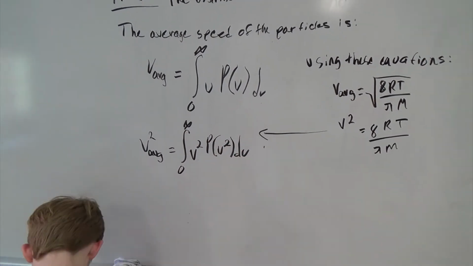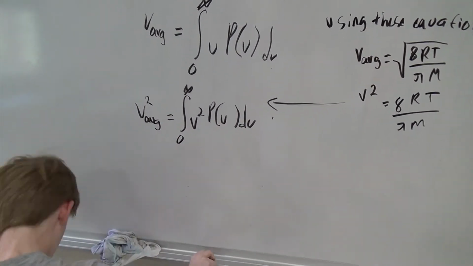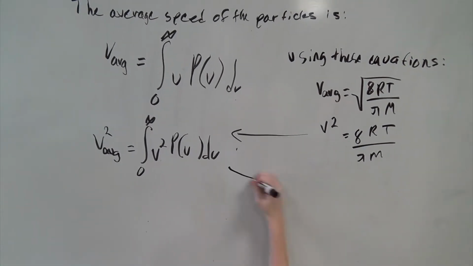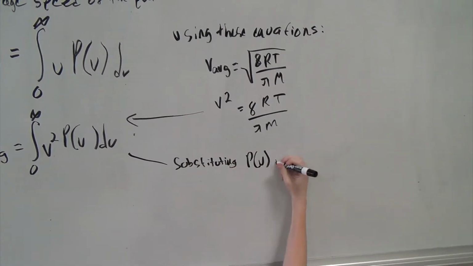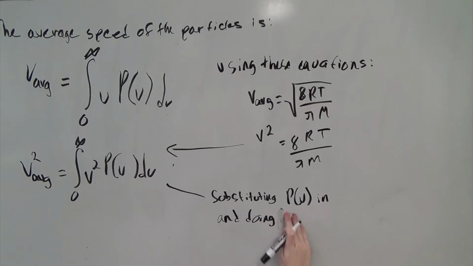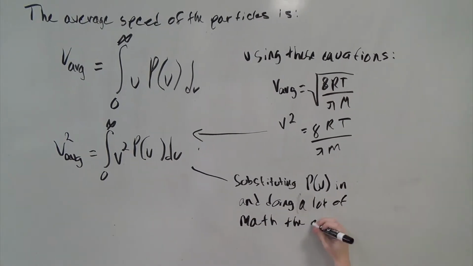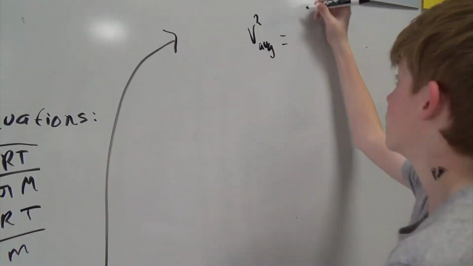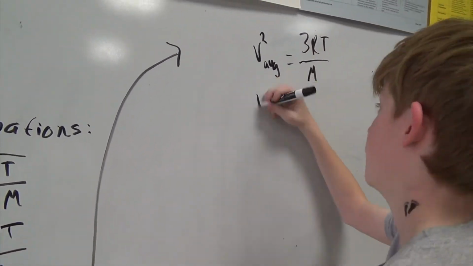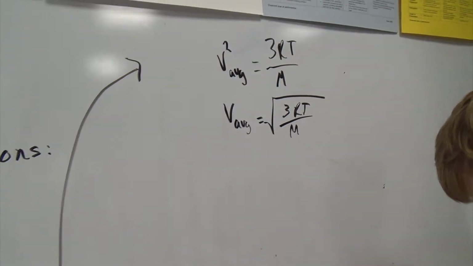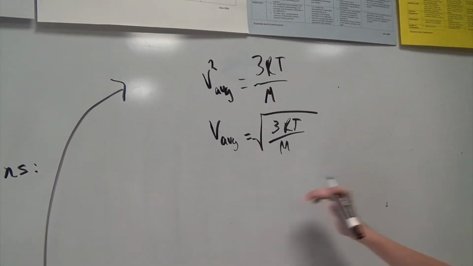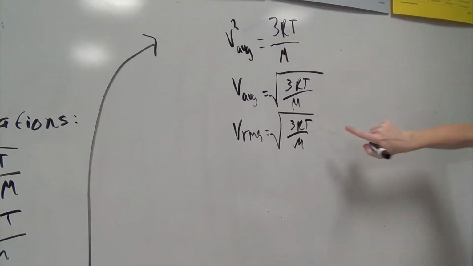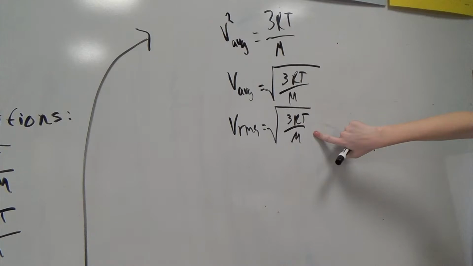They weight each value of V in a distribution, which means they put V squared in the integral and the equation, and then they do the integral of it, and they come out with V RMS equals the square root of 3RT over M. So that's the most important part of the proof here, that it is true that the root mean speed is equal to the square root of 3RT over M.